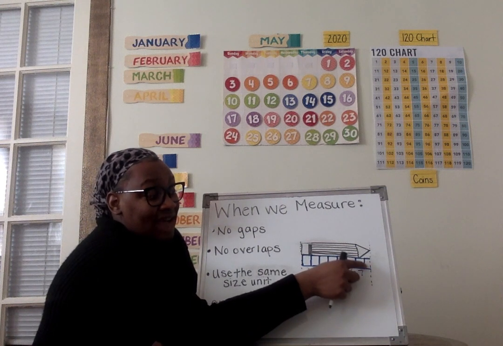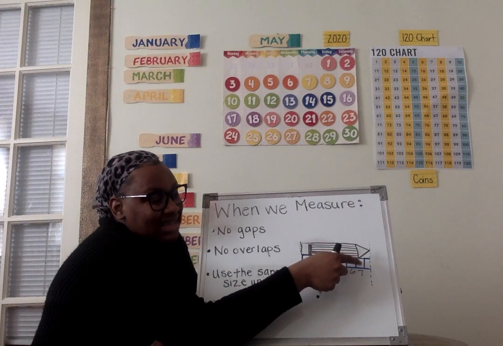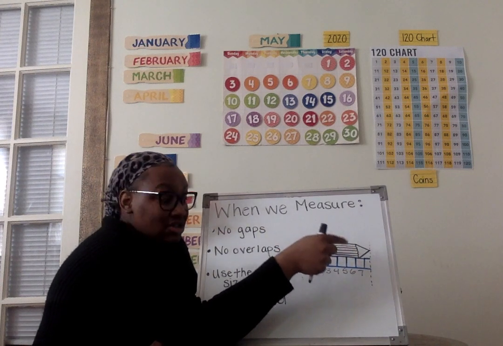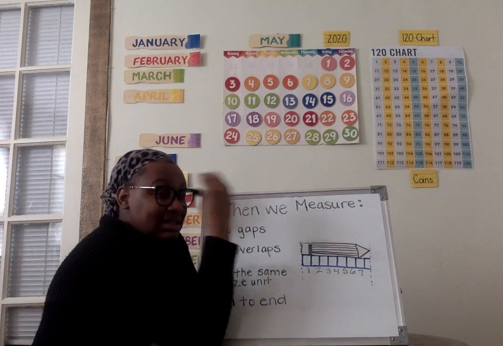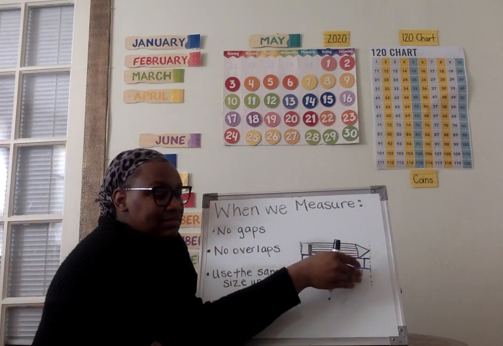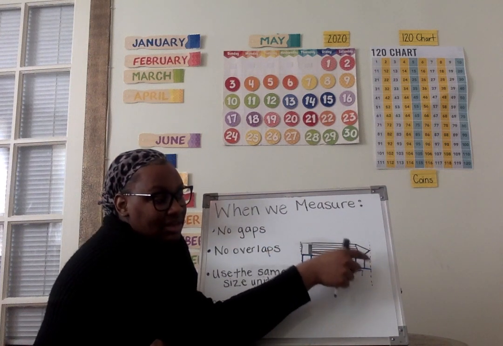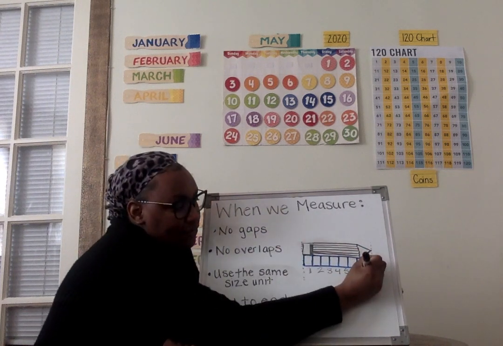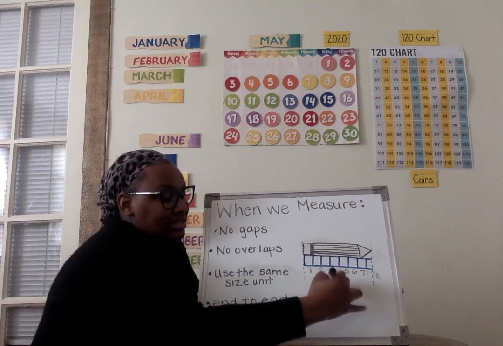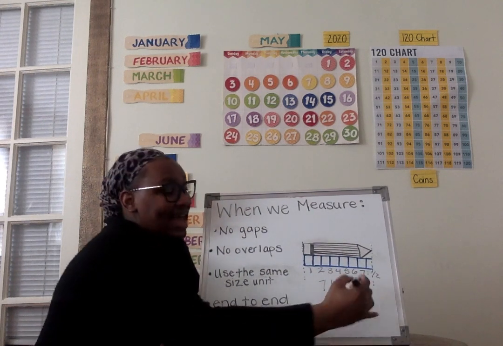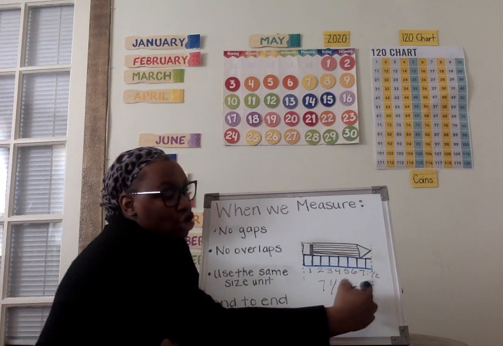So right here, I don't have a full inch tile, but it's about half of one. So I know that this is a half. So let me think. The next number needs to be between 7 and 8. So this extra part right there is going to be 7.5. So now I know my pencil is 7.5 inches long.